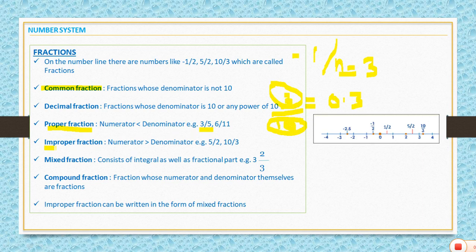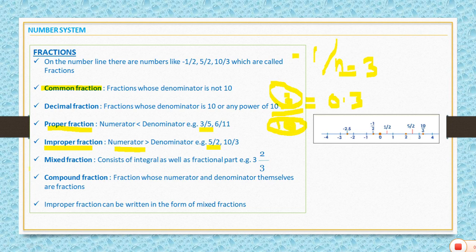Moving towards improper fractions. Here the denominator has to be lower than the numerator. Here the numerator is greater than the denominator. For example, 5 by 2. The numerator is 5, the denominator is 2. And we can see the numerator is greater than the denominator. These improper fractions can be converted, they can be written as mixed fractions.